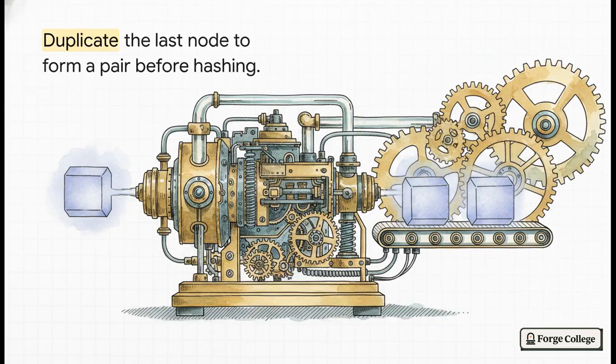And here is our incredibly straightforward deterministic rule for that. The odd node policy. If you end up with an odd node at the end of a layer, you simply duplicate it to form a pair, and then you hash that pair together. You're basically cloning the spare part so the machine can keep running smoothly without crashing. It's clean, it's consistent, and it works flawlessly every single time.